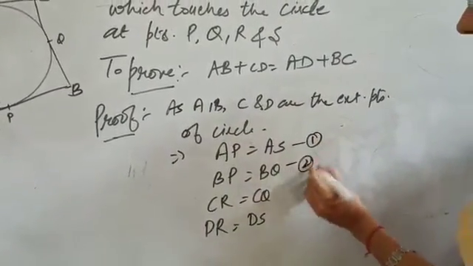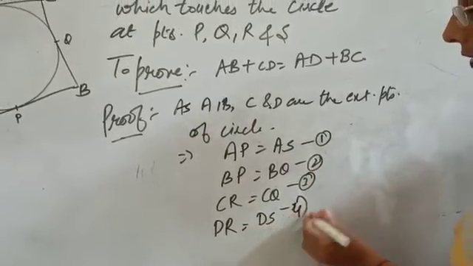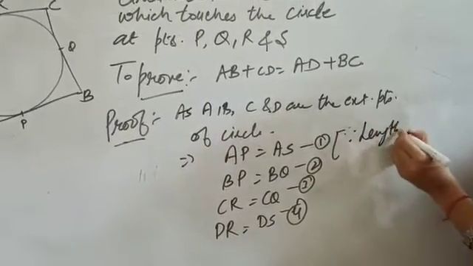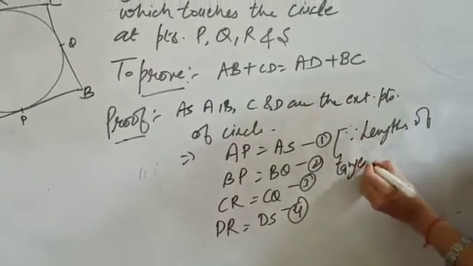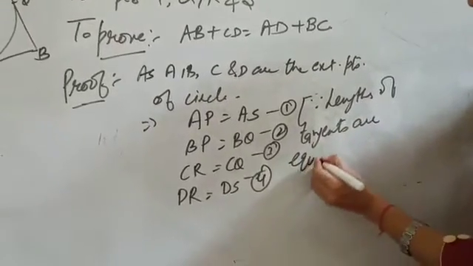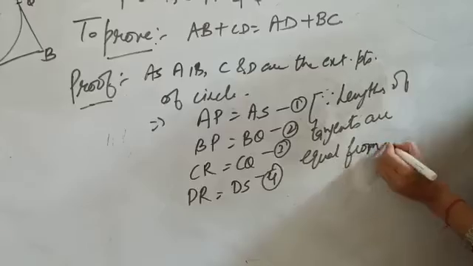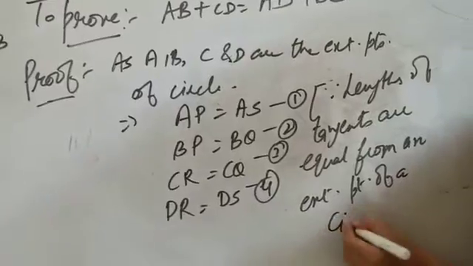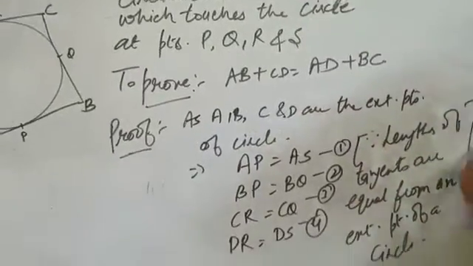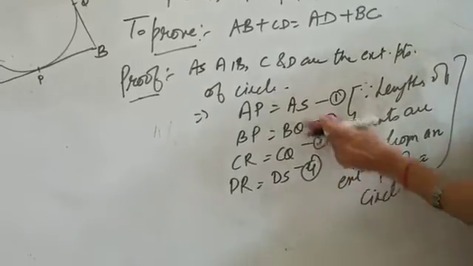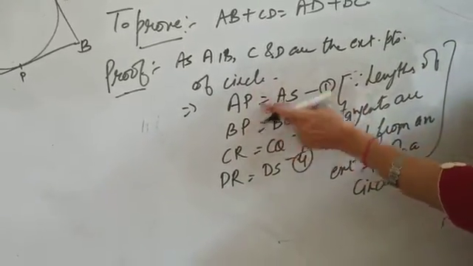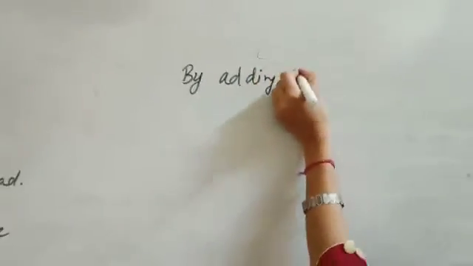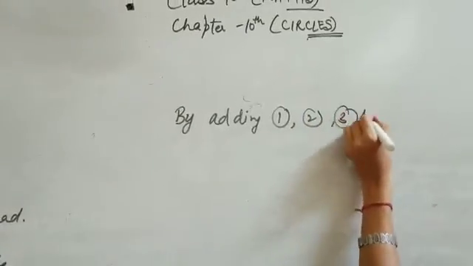These are four equations, and we will write the reason as: lengths of tangents are equal from an exterior point of a circle. All have the same reason. So we will now add all these equations, 1, 2, 3 and 4.